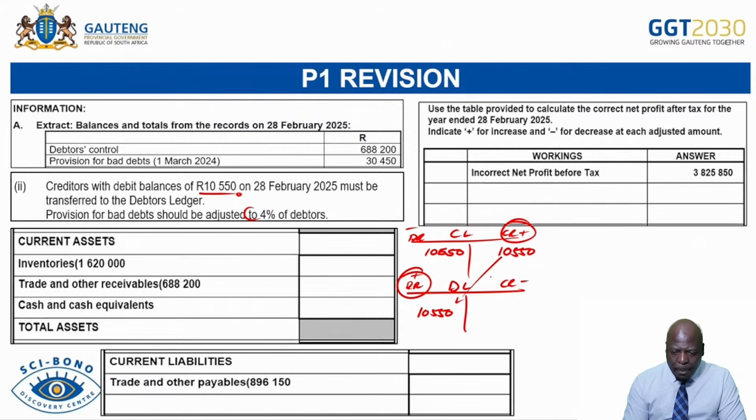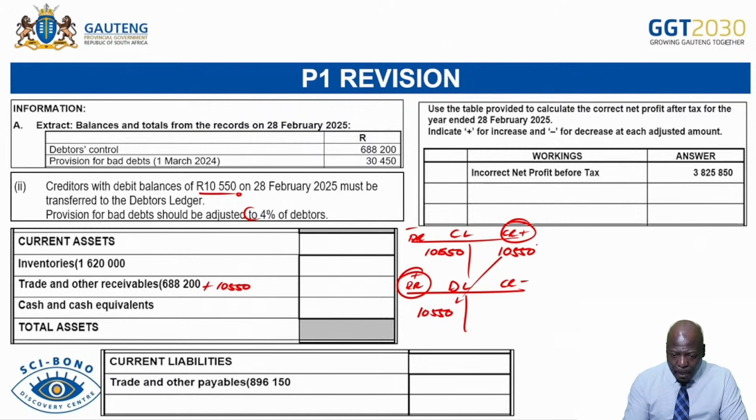So I'm going to come now first to my trade and other receivables, which is my debtors. And I'm going to say, what sign do I see there? That's a plus. So I'm coming to say, on my trade and other receivables, plus 10,550.